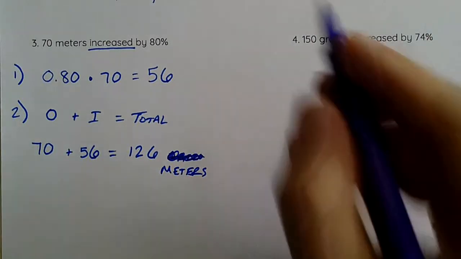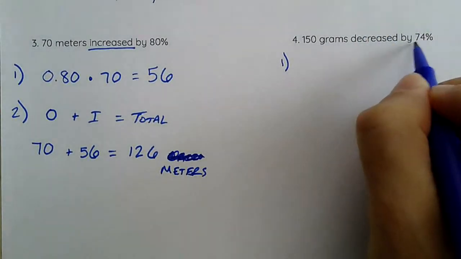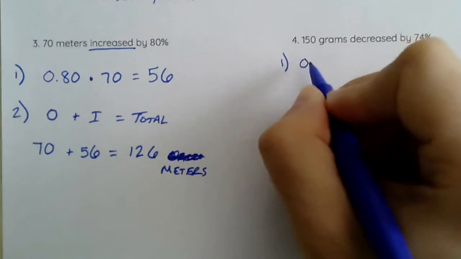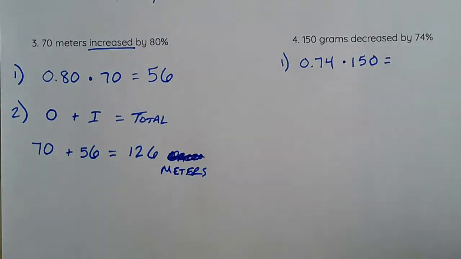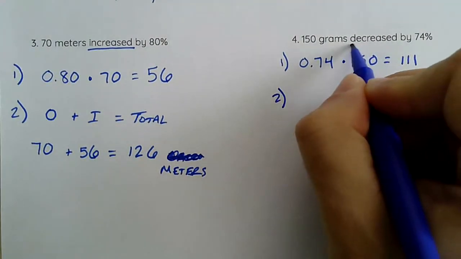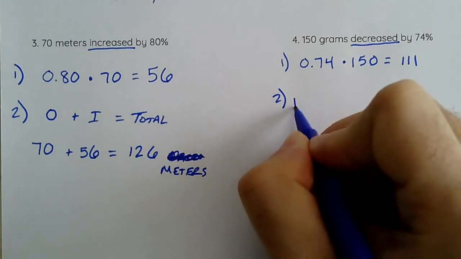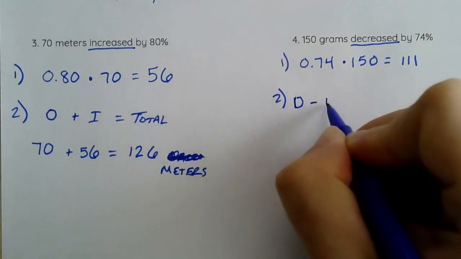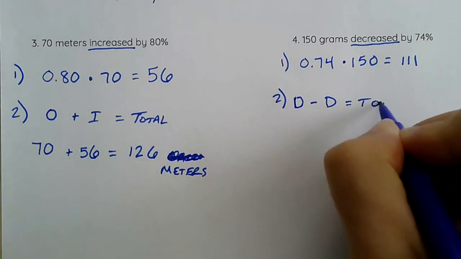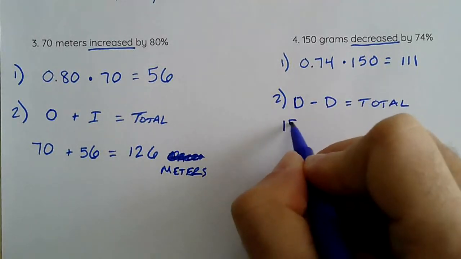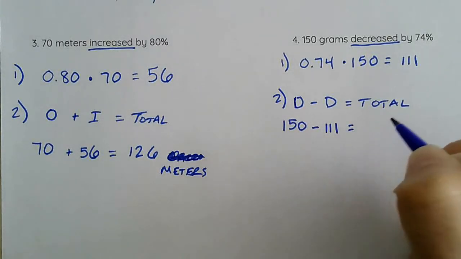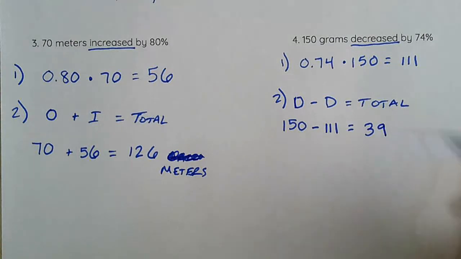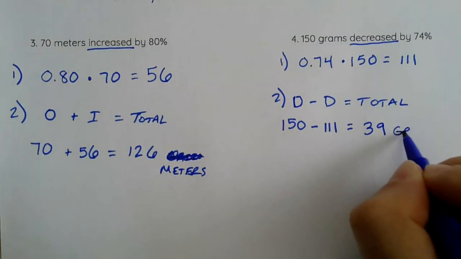And number 4. 74% of 150. 74% of 150 gives me a value of 111. Step 2, I am decreasing, which means I'm going to subtract from the original. So the original minus my decrease is my new total. 150 minus 111 gives me my total of 39. And make sure I get my label right this time. It's going to be grams.